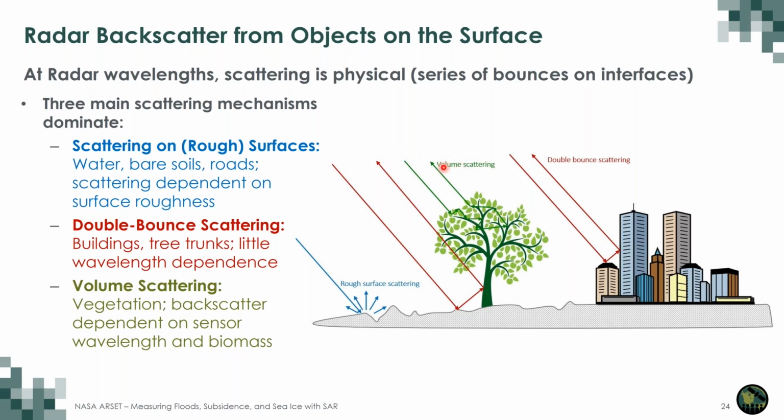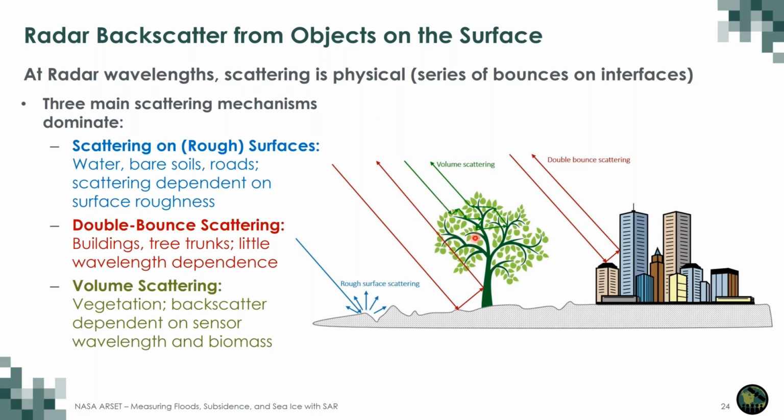The third scattering process is volume scattering. What this means is we have, again, a signal coming in from the satellite, and then this signal penetrates into a scattering volume such as a tree canopy. In that volume, the signal may bounce many times from branch to leaf to branch to leaf and back. So there may be hundreds of bounces within that volume before the signal bounces eventually back to the satellite.